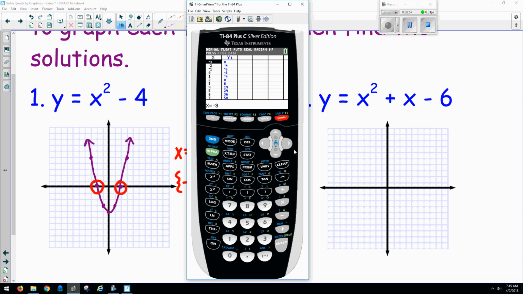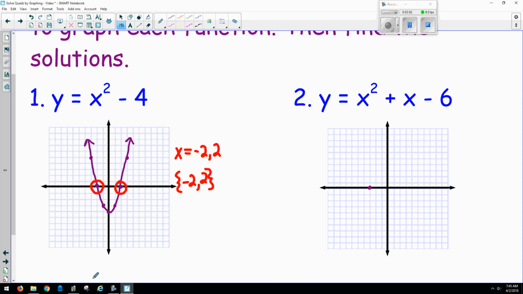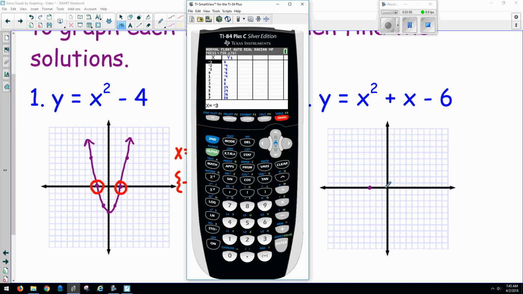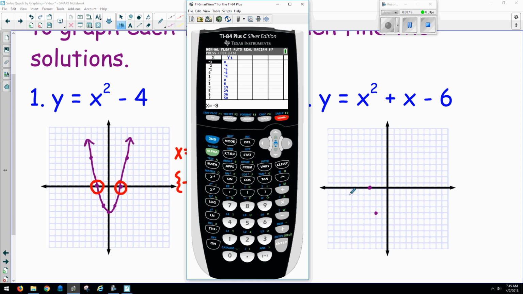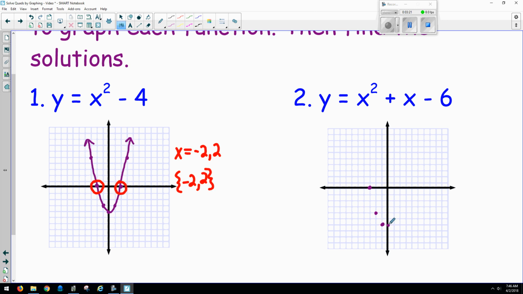So let's see, we have negative 3, 0. Negative 2, negative 4. Negative 1, negative 6. 0, negative 6. And we see this symmetry again as we go here. Okay, so we have another parabola. I'm going to go ahead and connect these.